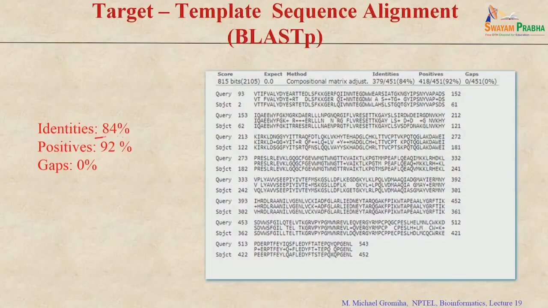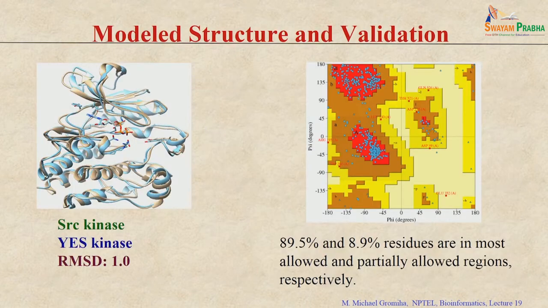So, if you take this structure, right, here this has an identity of 84%, and positives are 92%, right, this is similarity, and there is no gap because all residues are properly aligned, and we have the complete structure. So, with 84% sequence identity, you can treat this as your template. When you have a template, then finally you model the structure, like loop modeling, backbone generation and side chain modeling, right. Finally, you get the energy minimized structure, this is the structure.